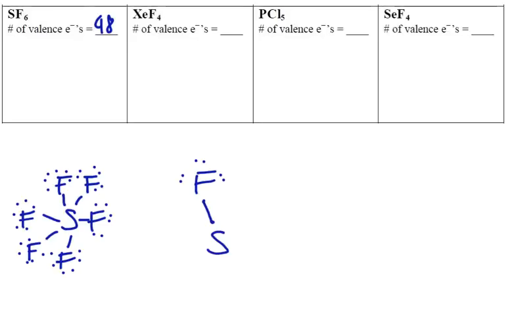So that gives me my entire structure right there. And I'll just try to copy it again over here. So sulfur, and I'm going to put a line for fluorine, and a line for fluorine, and a line for fluorine, and a line for fluorine. And then there's another one, I put it off to the right at an angle, to the left at an angle. And what we really know when we build these is that would be like top, bottom, left and right, and front and back, like around a box.